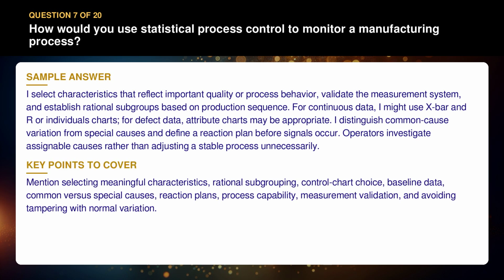Mention selecting meaningful characteristics, rational subgrouping, control chart choice, baseline data, common versus special causes, reaction plans, process capability, measurement validation, and avoiding tampering with normal variation.